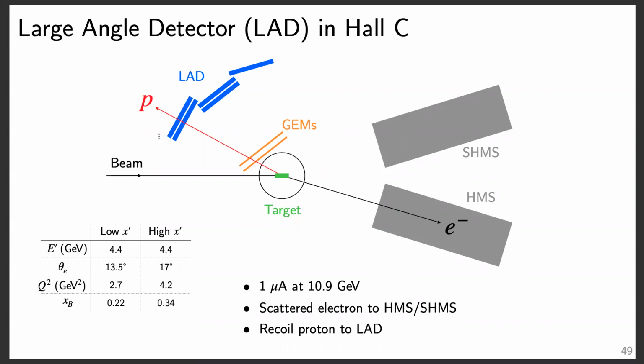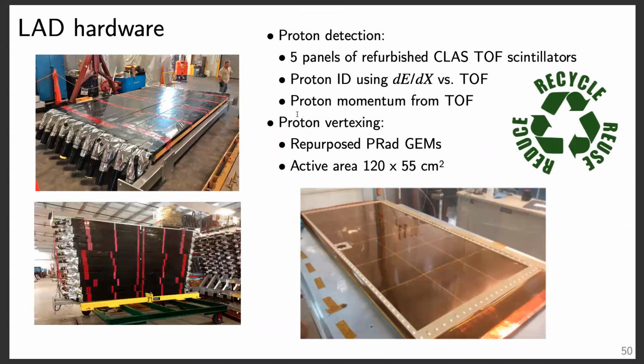And then we'll have an array of scintillators at backward angles to detect the recoil proton and some GEMs for vertexing. So this is just a quick overview of the LAD hardware. One kind of cool thing about this experiment is that it's almost completely recycled. The proton detection is going to be performed with 5 panels of refurbished CLAS TOF scintillators that will be used for proton ID and measuring the proton momentum.